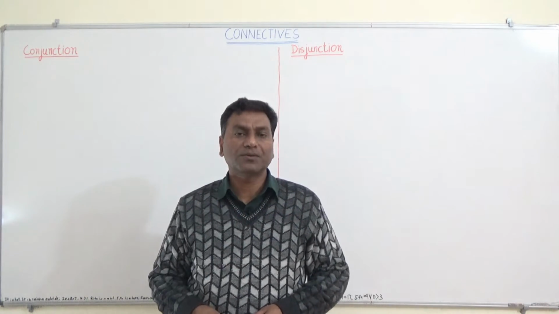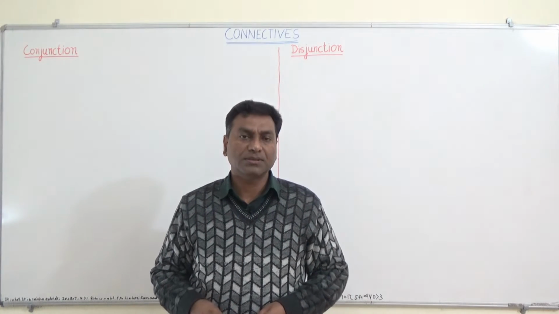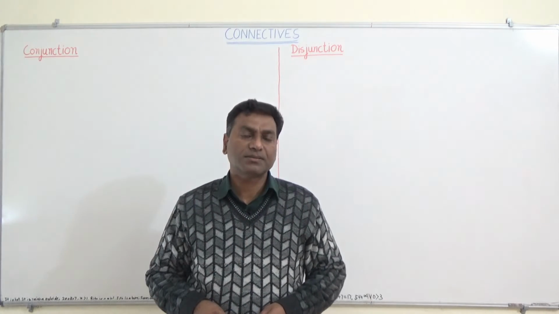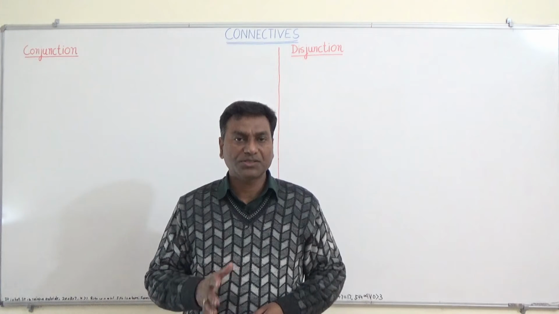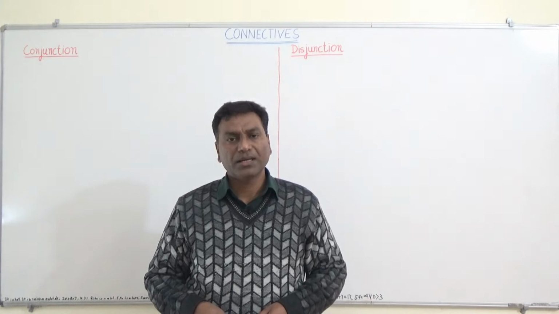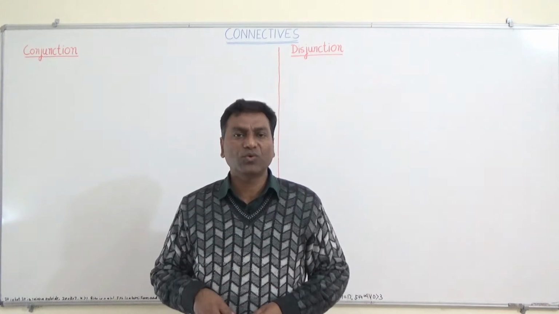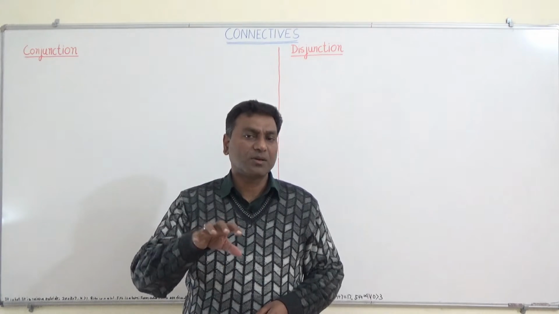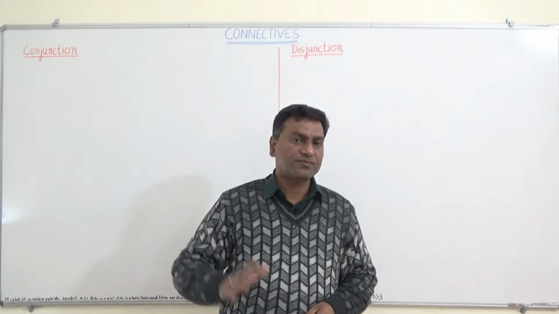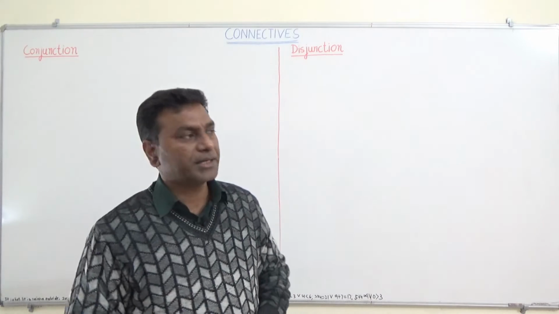Today we are going to discuss the connectives. This video covers three connectives. First one is conjunction, second is disjunction, and then negation. Negation is not basically a connective, because it is a unary operator, operating on a single proposition. So let us see, first conjunction, then disjunction, and then negation.